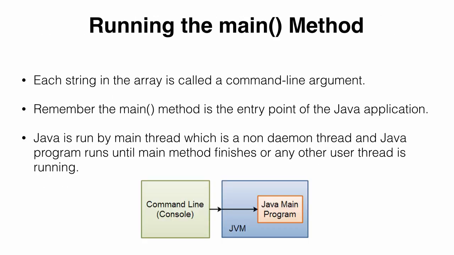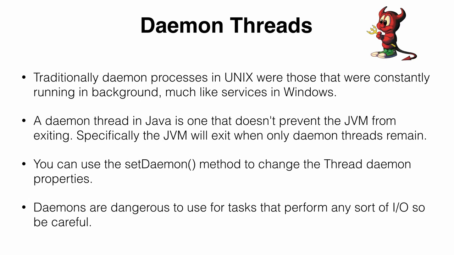So here, running the main method. Each string in the array is called a command line argument, as mentioned. Remember, the main method is an entry point for the Java application. Java is run by the main thread, which is a non-daemon thread, and Java programs run until the main method finishes or any other user thread is running. And that's really important. So let's jump into daemon threads.